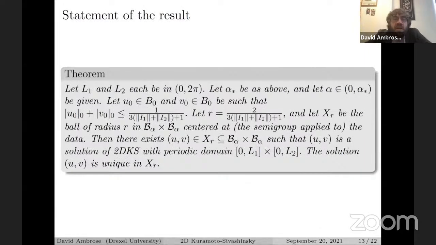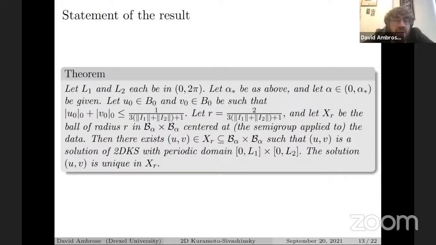Okay, so Anna and I do that for 2D Kuramoto-Sivashinsky in the absence of any linear Lagrange mode in our first paper, which has appeared in the Journal of Dynamics and Differential Equations, actually in the memorial volume in honor of the memory of George Sell.